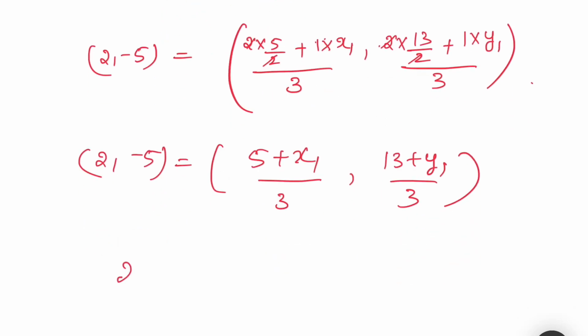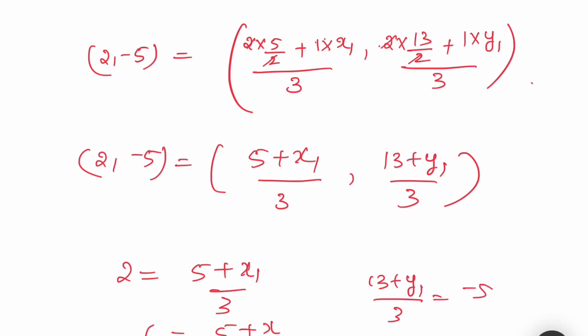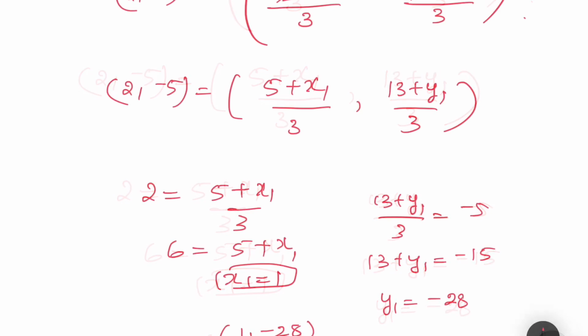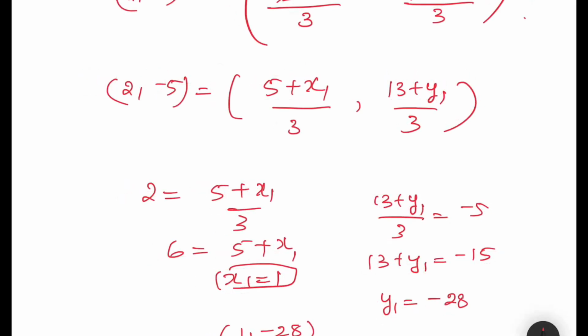When you equate, 2 is equal to (5 + x1)/3, 6 is equal to 5 + x1, x1 is equal to 1. Similarly (13 + y1)/3 is equal to -5, 13 + y1 is equal to -15, y1 is equal to -28 you get. So the point is (1, -28). Hope it's clear, children. So complete the rest of the questions in this exercise. Okay, thank you students.